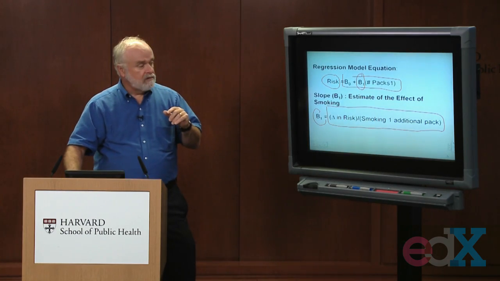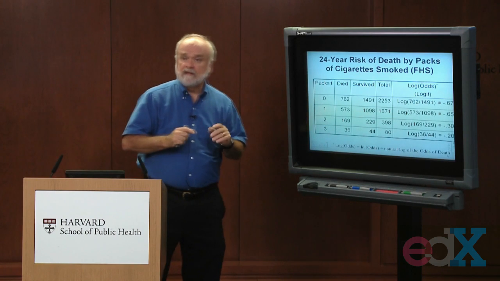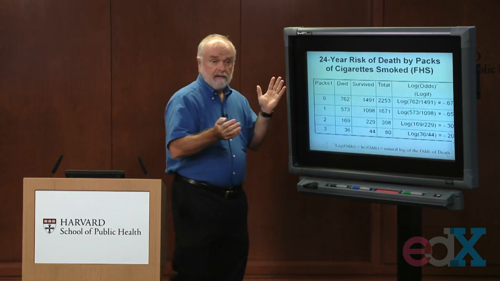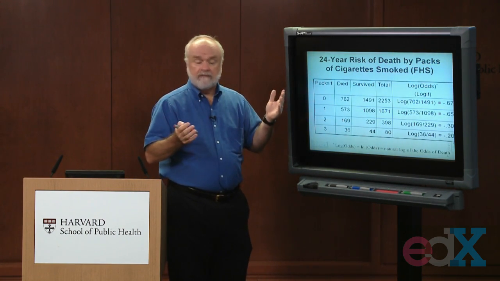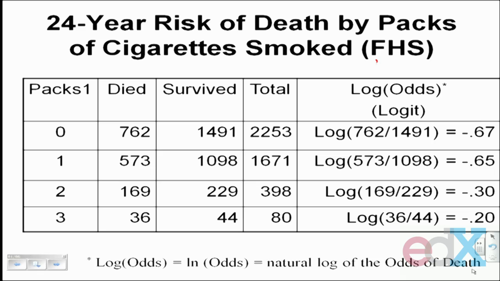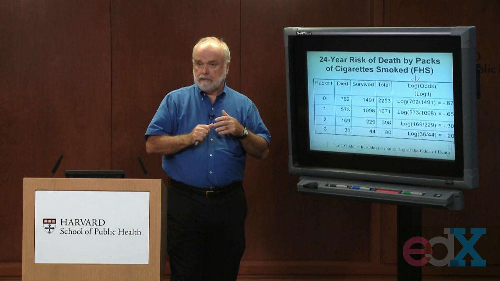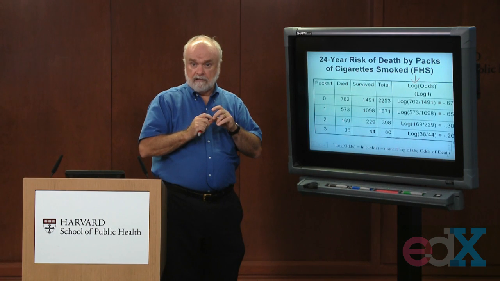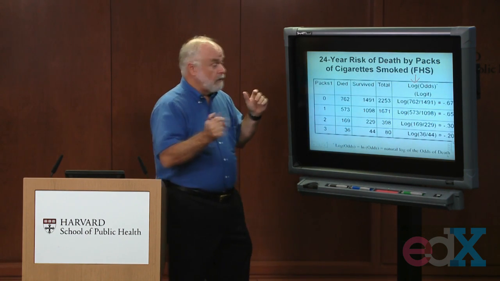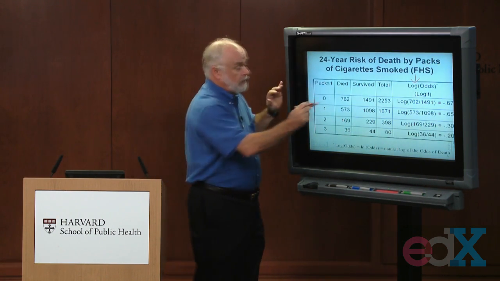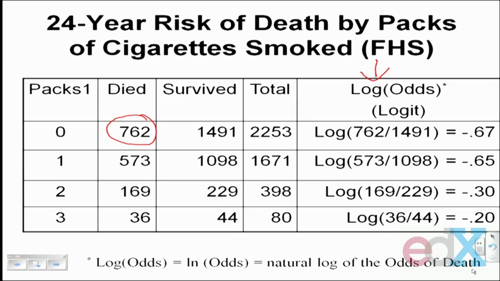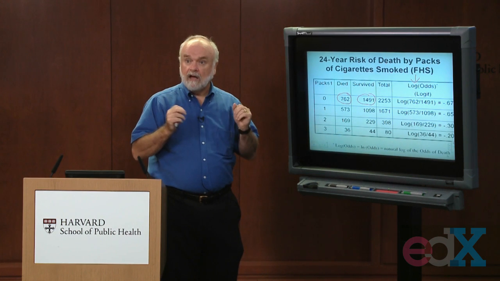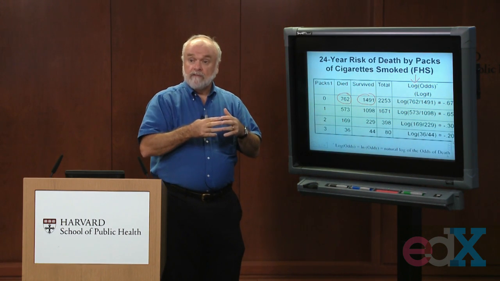Well, we can take this one step further. Here's the same example again. Same data, same numbers of people, same numbers of deaths, but instead of putting risks in this last column, I'm going to put there a different outcome measure. I'm going to first calculate the odds of dying in each of those categories. Now, for the non-smokers, remember the odds of dying are nothing more than the number of deaths, 762, divided by the number of non-deaths, 1,491. That's the odds of dying. We talked about that in a previous lecture.